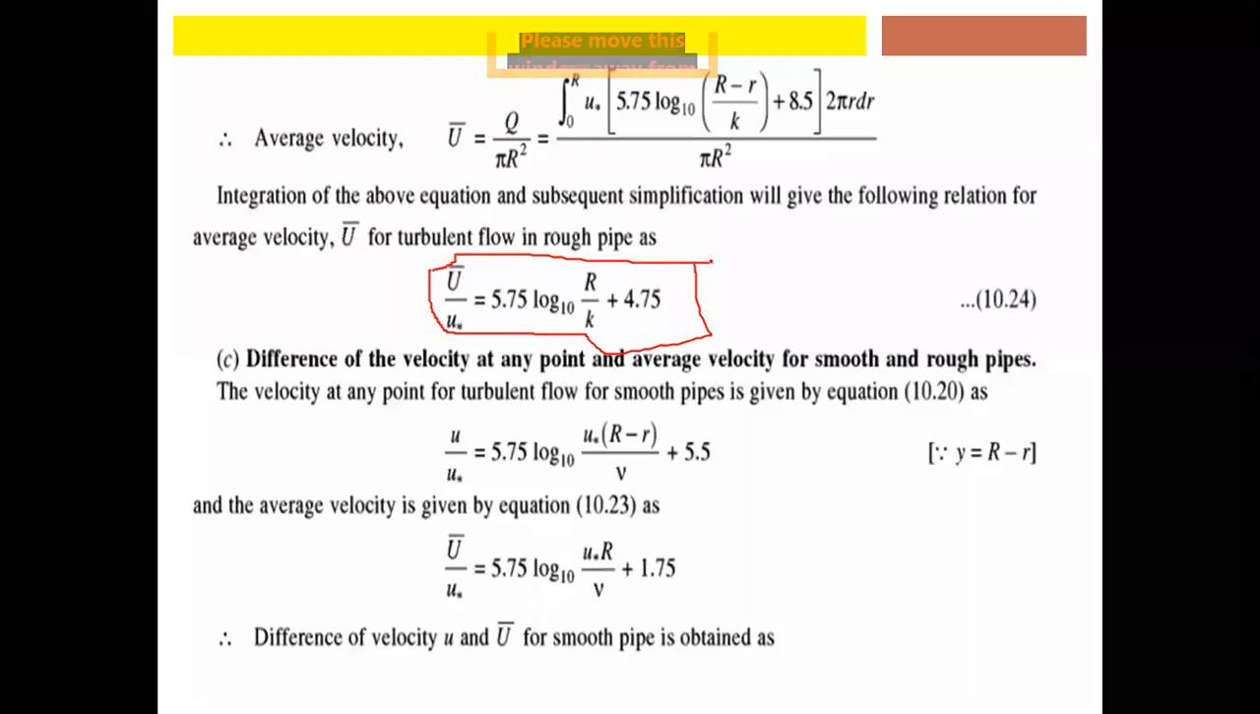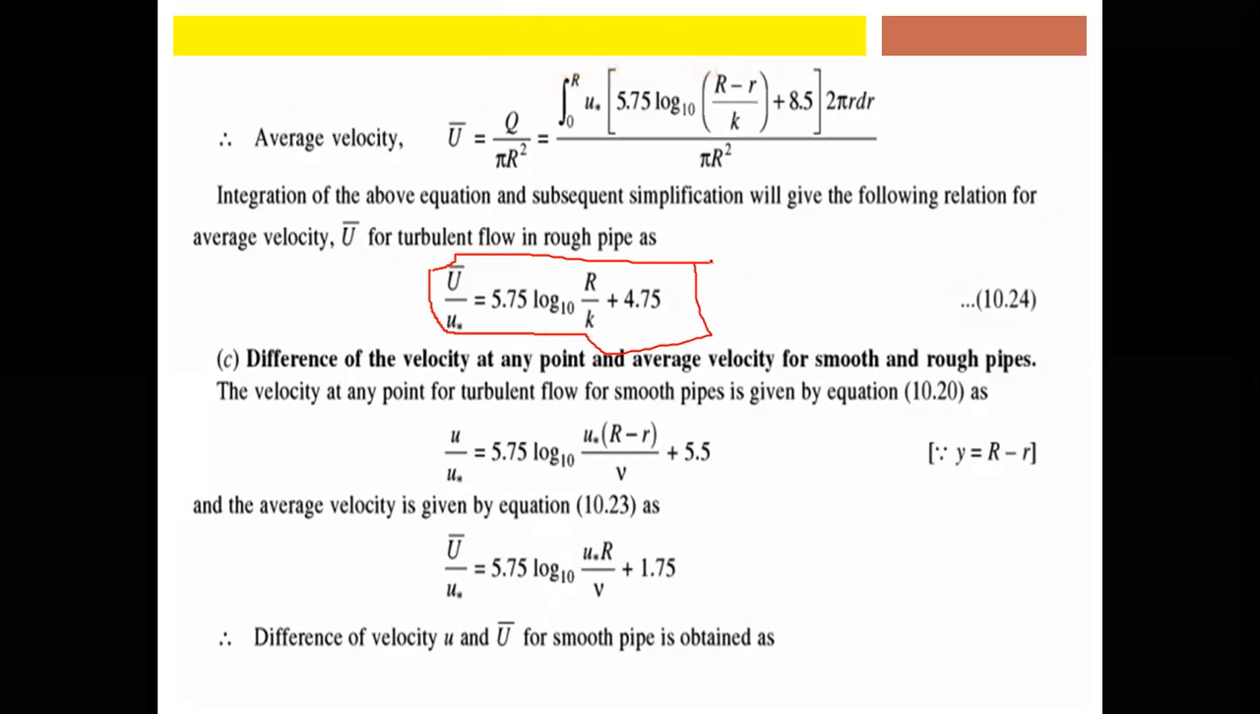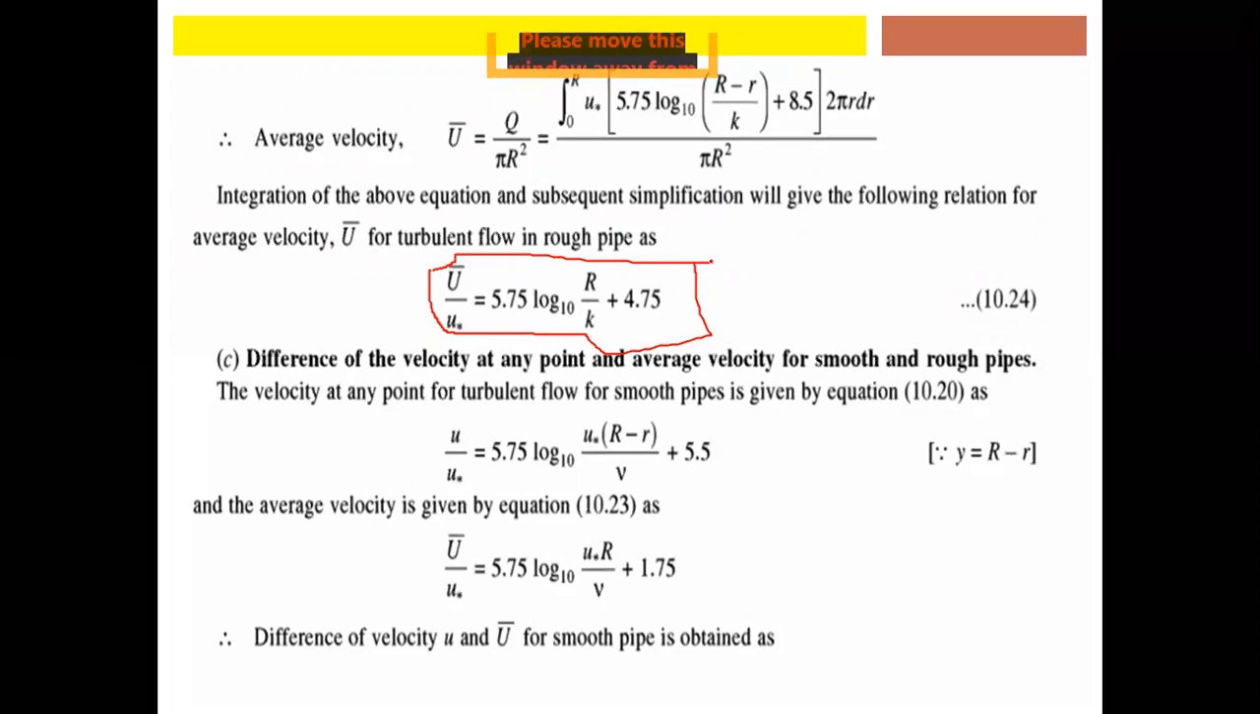Okay, for the smooth flow and for the rough flow, these formulas I have already written for you earlier on the yellow paper. The average velocity for the smooth pipe and the average velocity for the rough pipe formulas are already mentioned here.